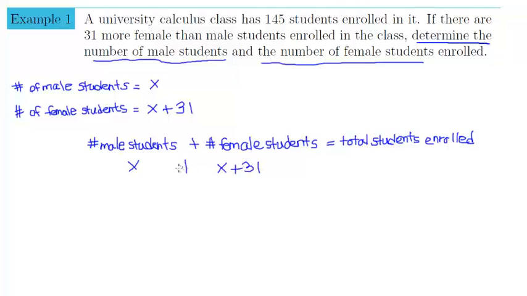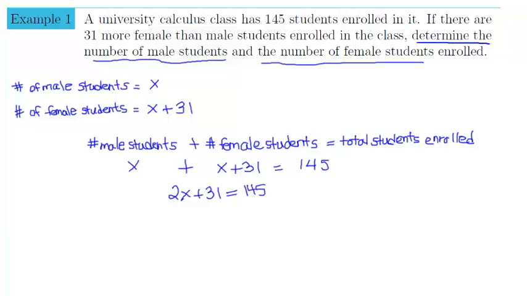And when you add up the number of male students plus the number of female students, that gives you the total number of students enrolled in the class. And that is given to us in the first sentence. A university calculus class has 145 students enrolled, so that's equal to 145 total students. This is our equation. This is the hard part, getting to this point. From here, it's now just solving our linear equations like we've done previously. So I'm going to go through this rather quickly and just post the steps quick for you.